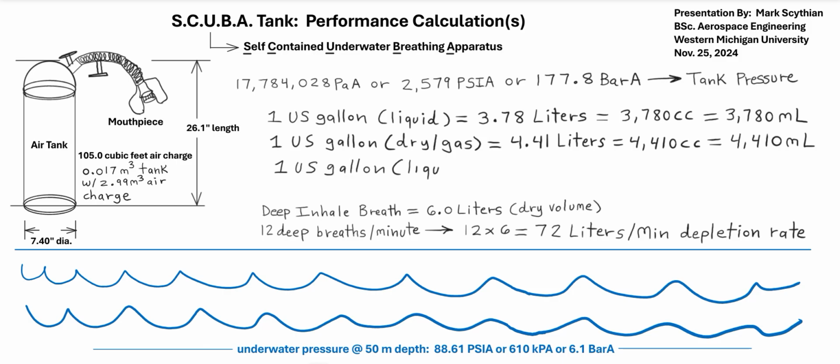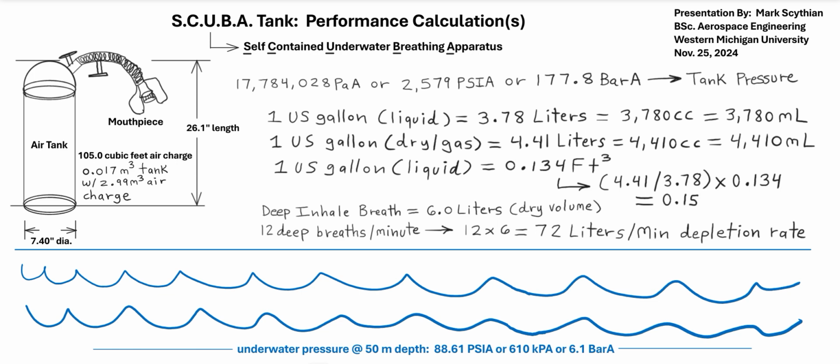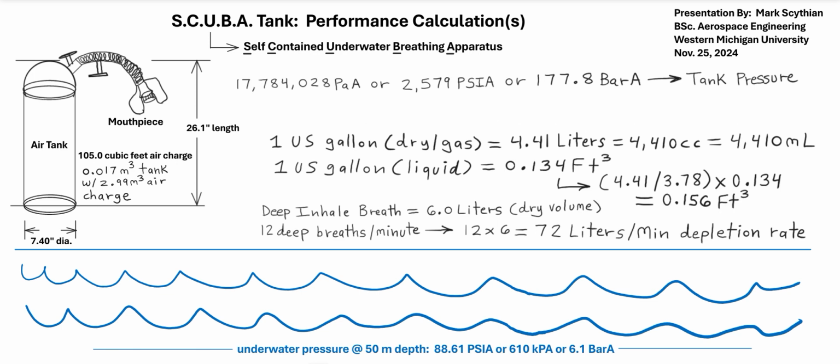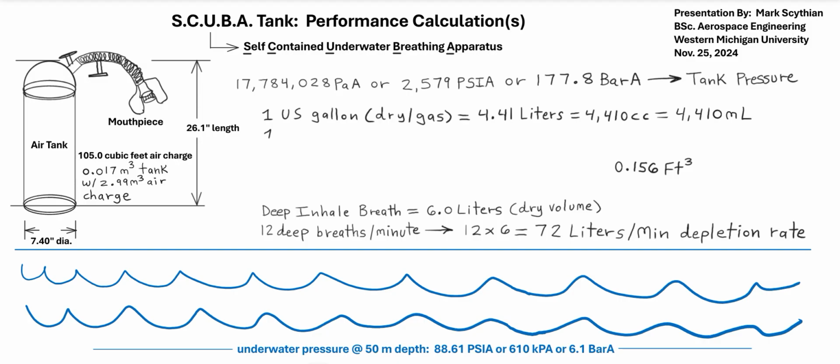And so based on this, 1 US liquid gallon is also equal to 0.134 cubic feet. And then we can get a differential across both dry and wet gallon liter volume and multiply it times 0.134. And this will calculate the cubic feet volume of a dry gaseous gallon. So 0.156 is the correct value.